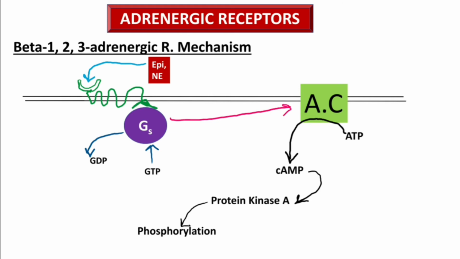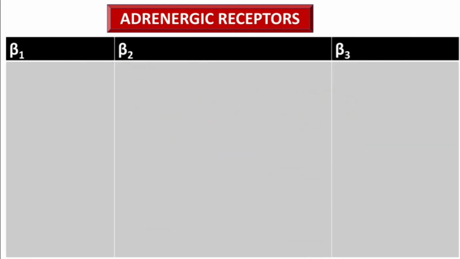So if this enzyme's activity is increased, it means the levels of cyclic AMP will be high, meaning the active protein kinase A will be high, and also phosphorylation will be high, right? Okay, so that's everything you need to know about beta 1, beta 2, and beta 3. Now you need to know occurrences and main effects. So let's start with beta 1.